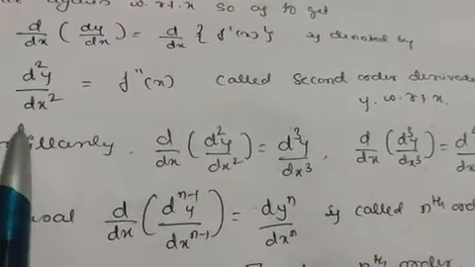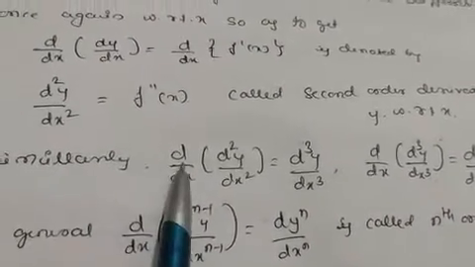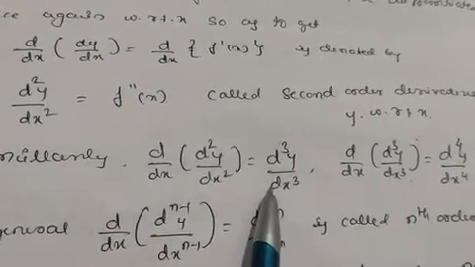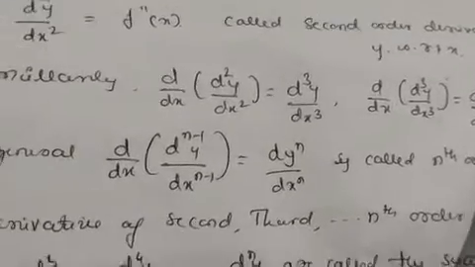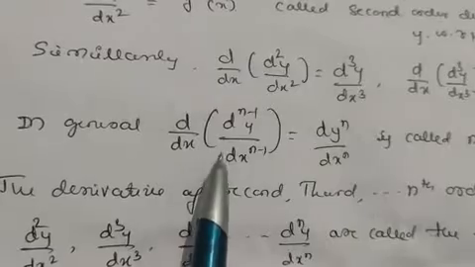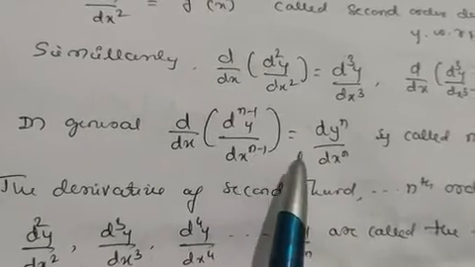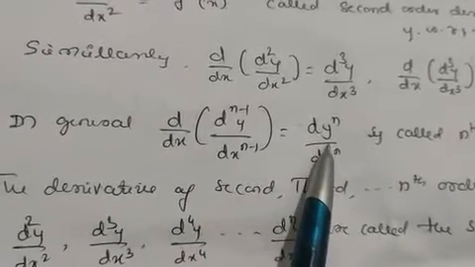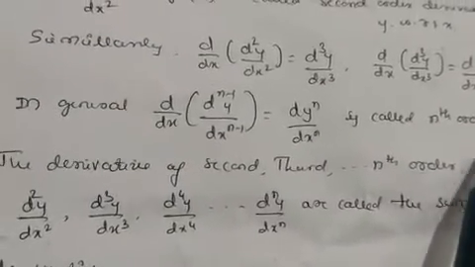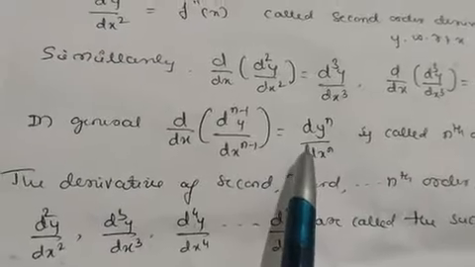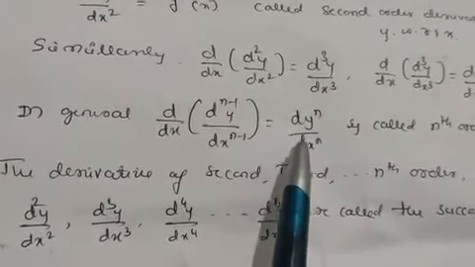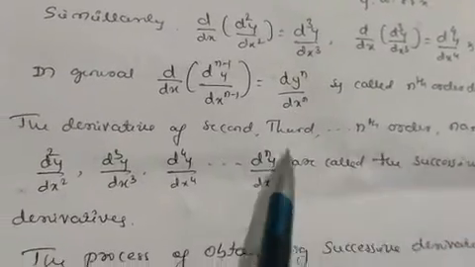Similarly, if you differentiate the second order derivative with respect to x again, it is known as the third order derivative, and the derivative of the third order derivative is known as the fourth order derivative, etc. The derivative of the (n minus 1)th order derivative of a function is the nth order derivative, d raised to n y by dx raised to n. That is, if you differentiate the function again and again n times, then we call it the nth order derivative of a function.